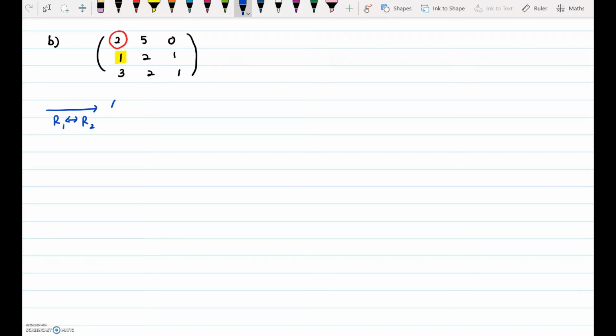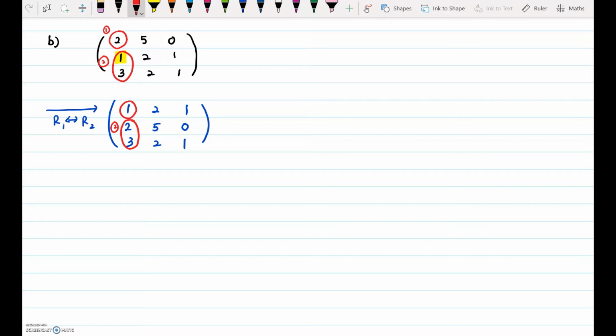Now your new equivalent matrix is: row 1 will be 1, 2, 1, row 2 we have 2, 5 and 0, and row 3 will be 3, 2, 1. Okay, continue. So this is your first step, right? Your second step is this one: make the entries below the leading one 0. So this is your second step.